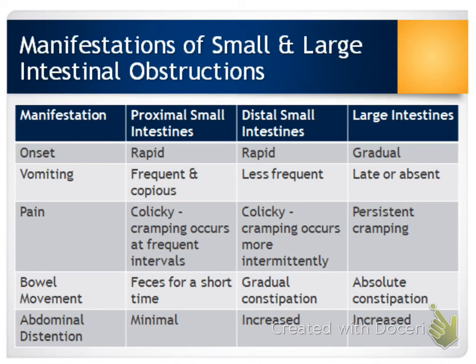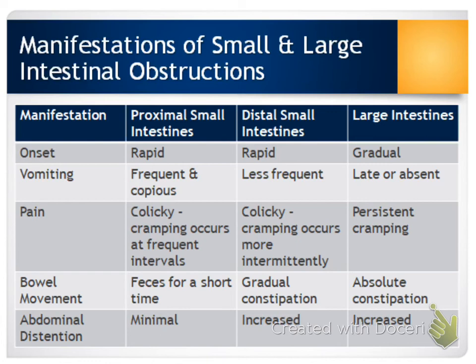Here you have a chart that breaks it down a little more, by small intestine or large intestine, and the proximal or distal small intestine. You can see some slight changes there. Usually with the small intestine, you're going to have a more rapid onset of symptoms, and that makes sense because it's higher in the GI tract. As it moves down into the large intestine or the colon, it'll take a little longer for those symptoms to show up.